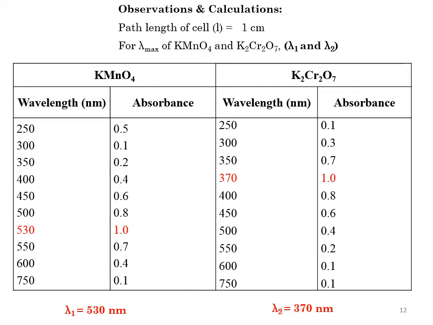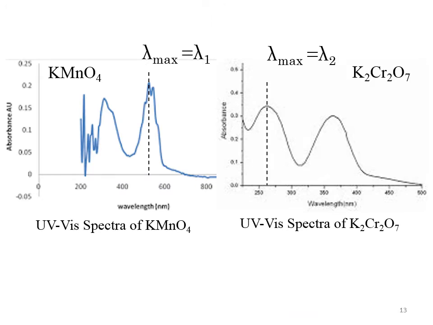For KMnO4, the wavelength starts from 250 and its maximum is 750. And for K2Cr2O7, the absorbance has been recorded in the same region. These are supposed values of absorbance for these two components, and from these supposed values it is observed that lambda max for KMnO4 is 530 nanometer while the lambda max for K2Cr2O7 is 370 nanometer.